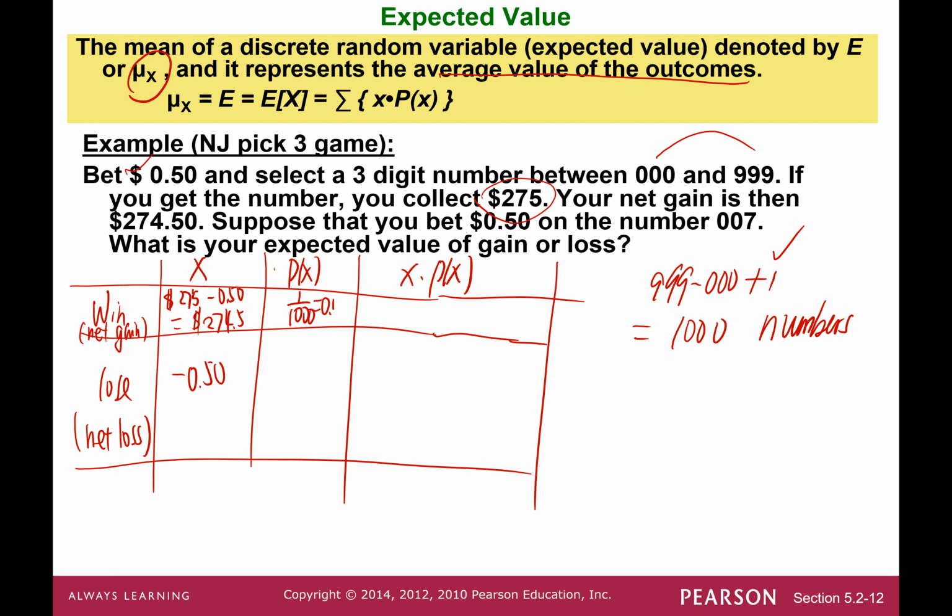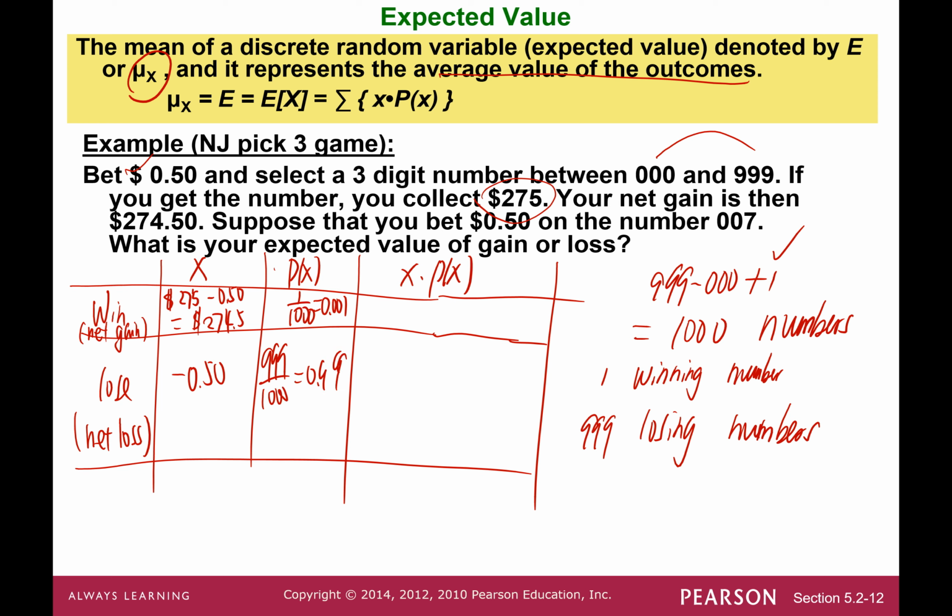Turning it to decimal is 0.001. Probability of losing: so one winning number, that will be 999 losing numbers. So the probability of losing will be 999 over 1,000. That turned out to be 0.999.